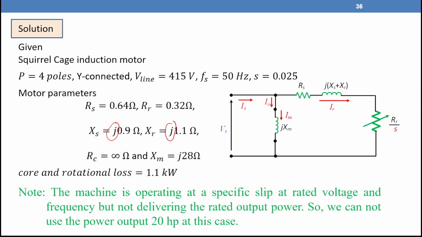To use the 20 horsepower, we need to state that the machine is operating at the rated output power. That is totally different from the machine operating at rated voltage and frequency but with different loading conditions, different mechanical load for different slip. This means that the output power is not 20 horsepower, and we are going to prove that later at the end of the problem.